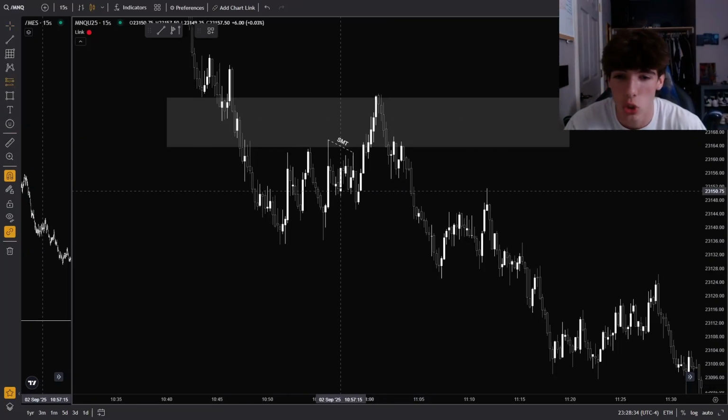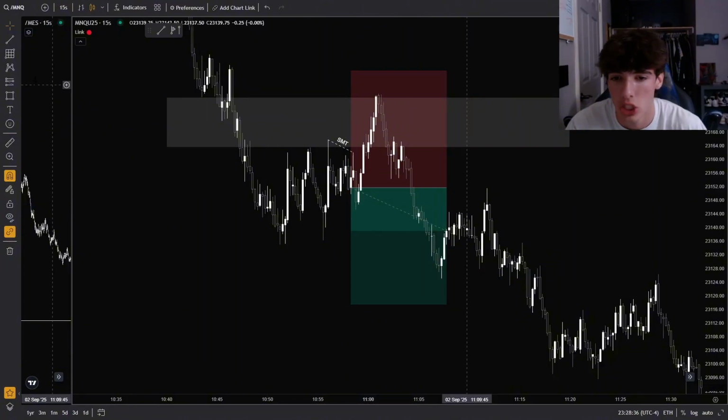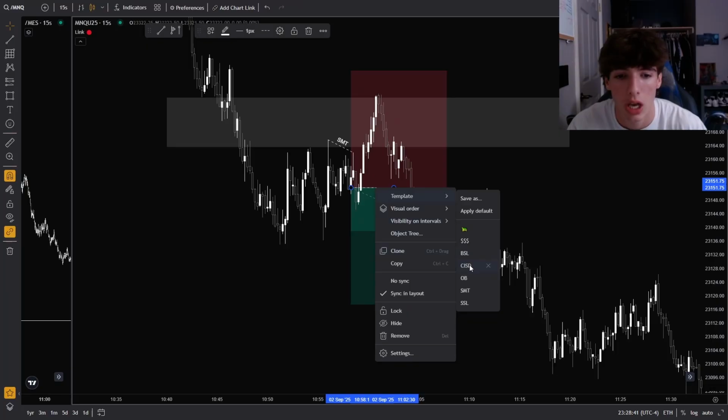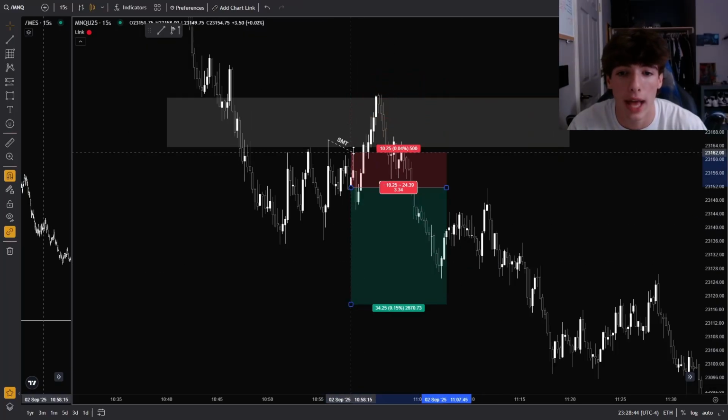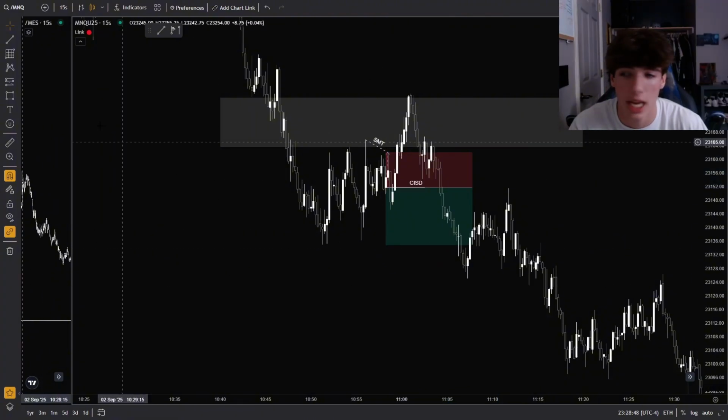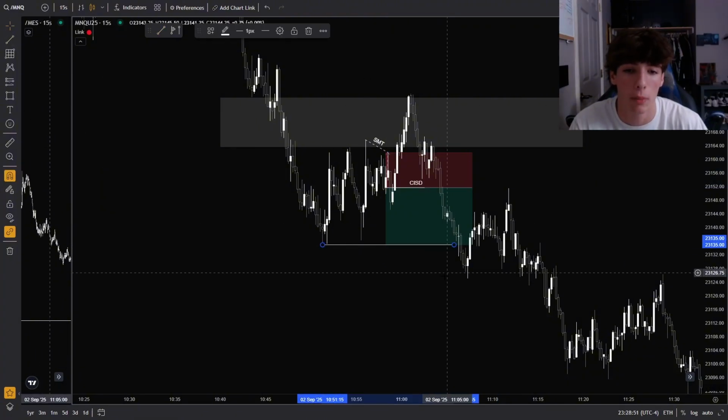So I end up taking a short right here, stop right here at this change of the state, because that becomes the change of the state level because we had an SMT right there. So change in the state, and then stop goes above that SMT high. That's the new protected high, right? So then we place our take profit at the end of that internal model. So that would have been a 1.63R.